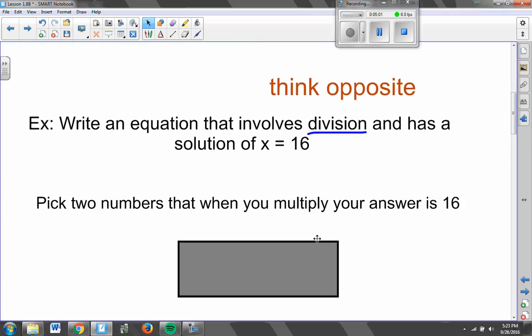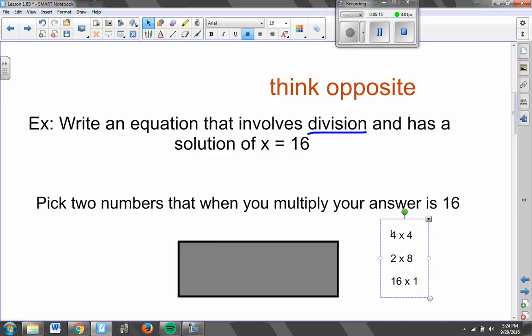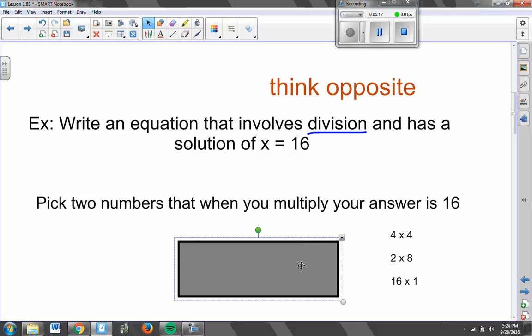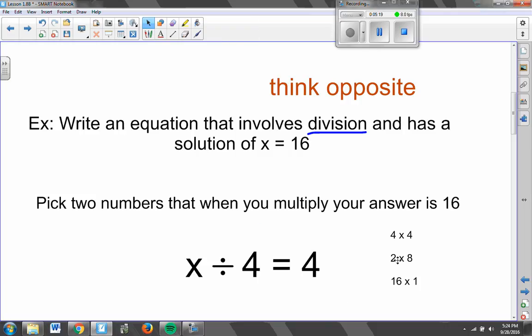So if we think of two numbers that multiply together to get 16, our options would be, let's see, 4 times 4, or 2 times 8, or maybe 16 times 1. Right? Those are the numbers we know for sure. I picked 4 and 4. You could pick 2 and 8 if you want.